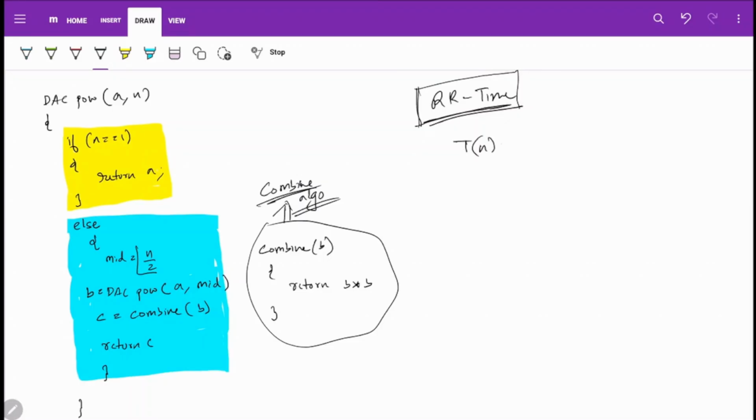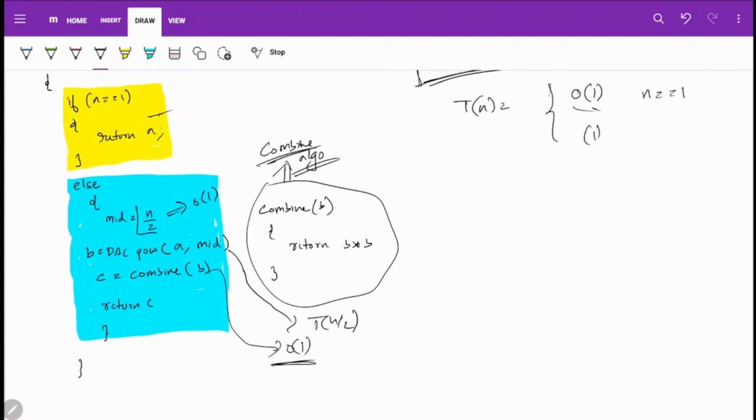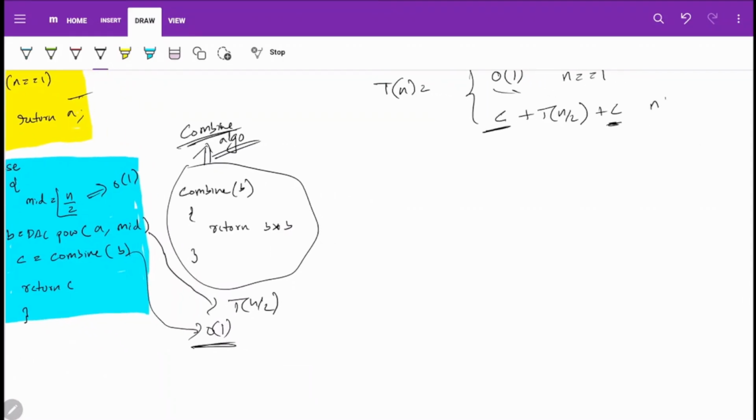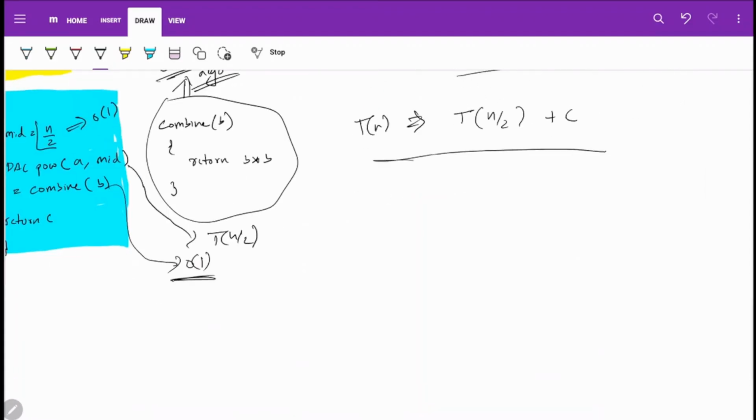So T of n will be equal to O of 1. This is for the small case, n is equal to 1. Or else, the dividing step will take O of 1 time, this will take T of n by 2 time, and the combining step also will take O of 1 time, which means constant time. So I can write C plus T of n by 2 plus C. This is the dividing time, this is the combining time. This is for n greater than 1. So this is the recurrence: T of n is T of n by 2 plus C. If we solve this, we will get the time complexity.